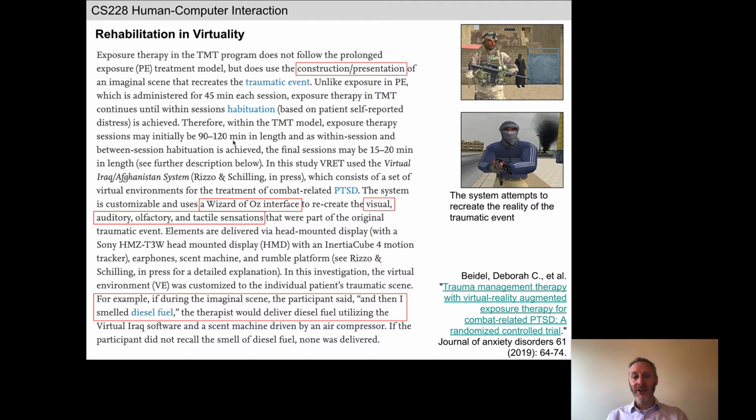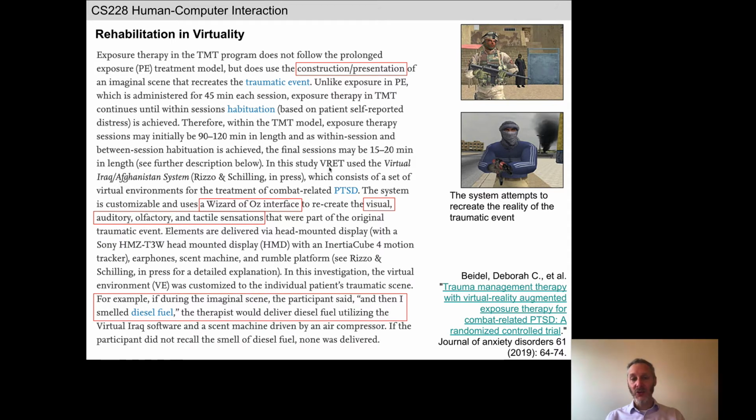So at the beginning, very long traumatic sessions. Towards the end, they're very short. And overall, they found it was easier to work with the patient for them to completely habituate to the stimuli using virtual reality than without.